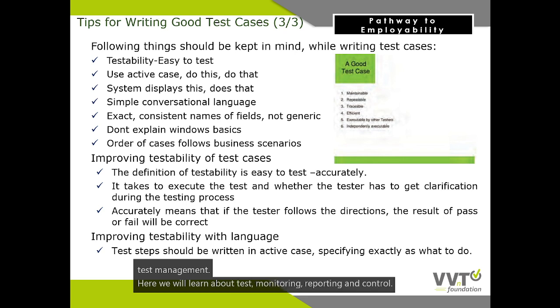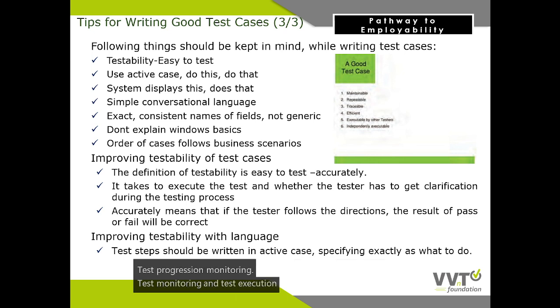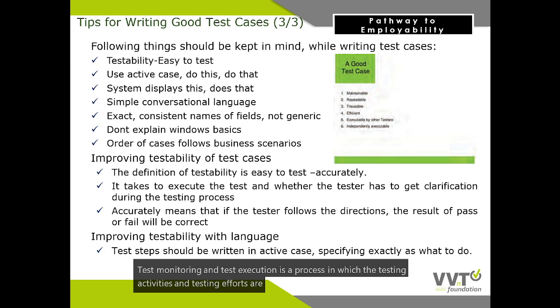Test progression monitoring. Test monitoring in test execution is a process in which the testing activities and testing efforts are evaluated in order to track current progress of testing activity, finding and tracking test metrics, estimating the future actions based on the test metrics, and providing feedback to the concerned team as well as stakeholders about current testing process.